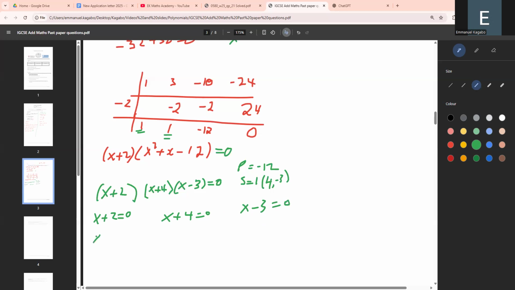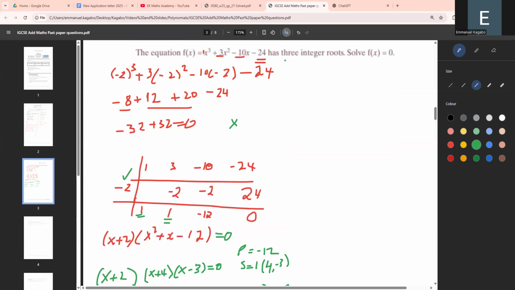Now, if you understand, the first value of x, or the first root of my function, is going to be negative 2, the way I got it here. What about here? The second value of x, or the second root of my polynomial, will be negative 4. And x minus 3, the third value of x will be equal to positive 3.